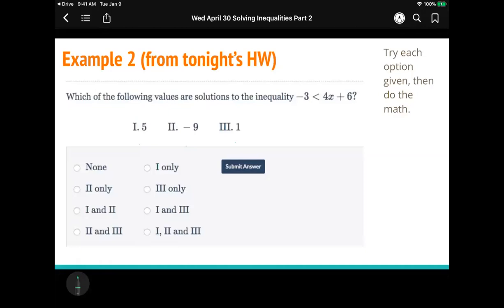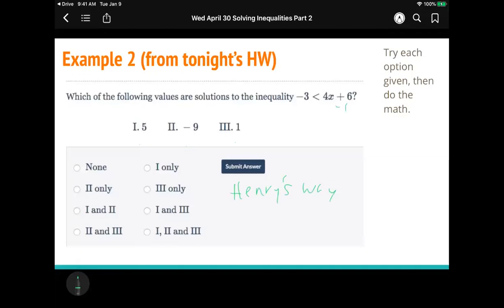Henry, how would you start this problem? What would you do? First thing that I would do is I would subtract 6 from 3. So it would be -3 plus -6. That would get us -9. Then you have 4x is greater than -9.